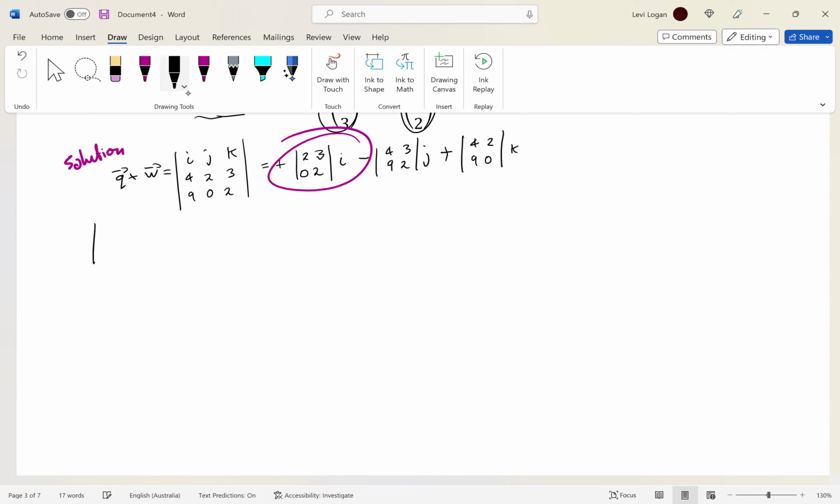Alright, let's find the determinant of this matrix. We're going to have 2, 3, 0, 2, i. So that's going to be 2 times 2 minus 3 times 0, multiplied by i. This is going to be 4, this is going to be 0, so we're going to have 4i as the determinant of this 2 by 2 matrix.